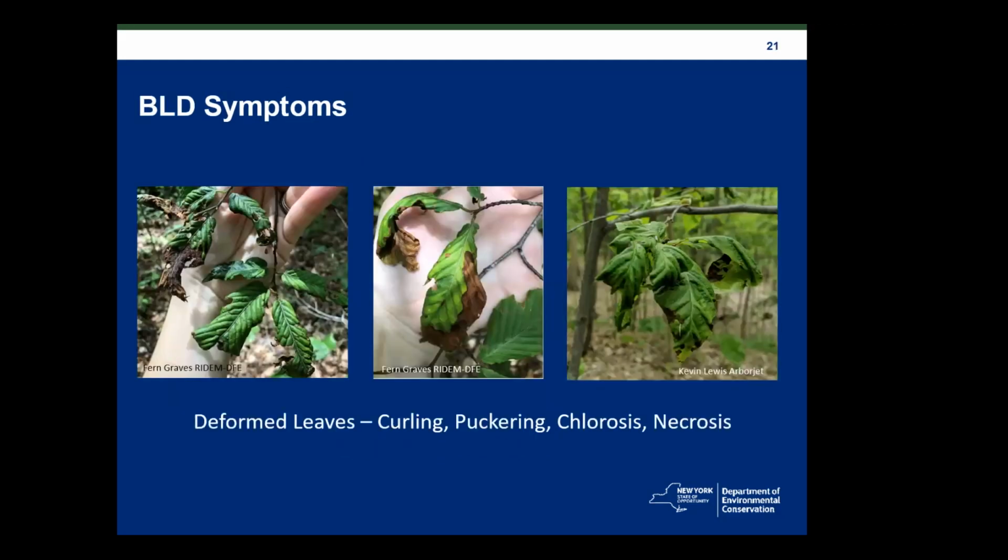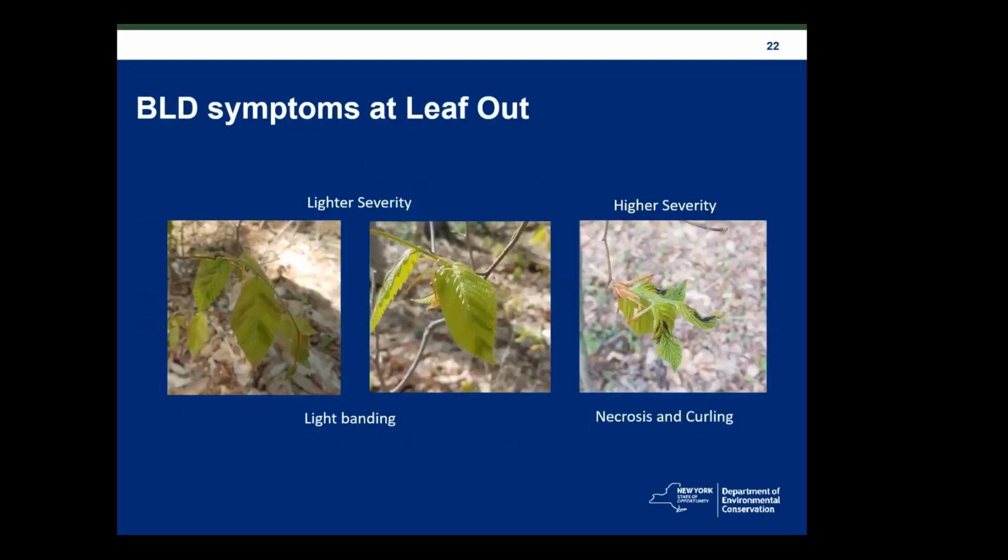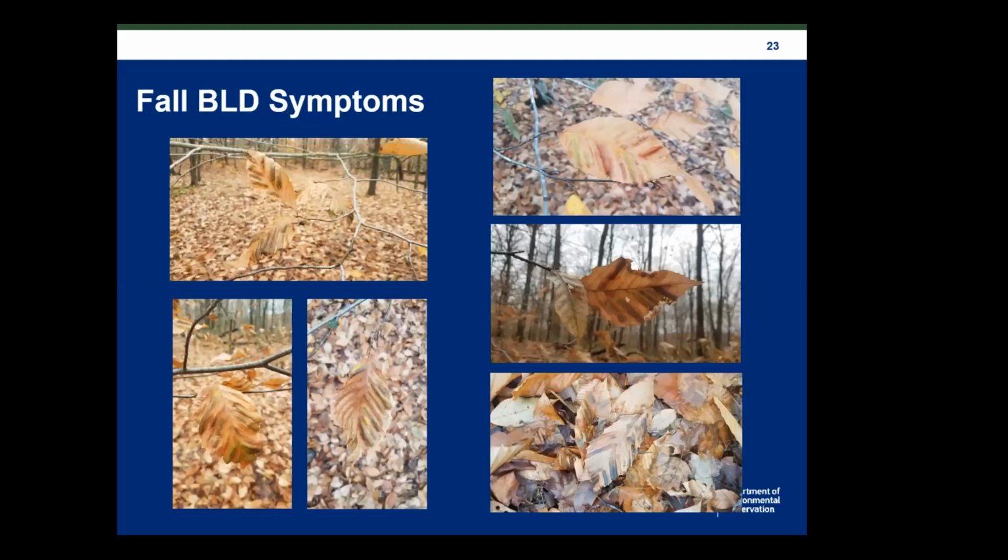At the latest stages, leaves will be deformed, leathery, and possibly shrunken. Here are BLD symptoms at leaf out. You can see light banding, heavy banding, and some necrosis and curling. Here are leaves showing symptoms into the fall.